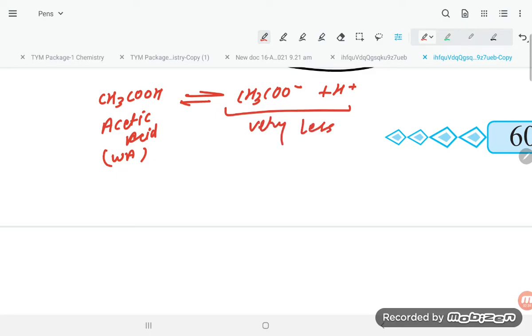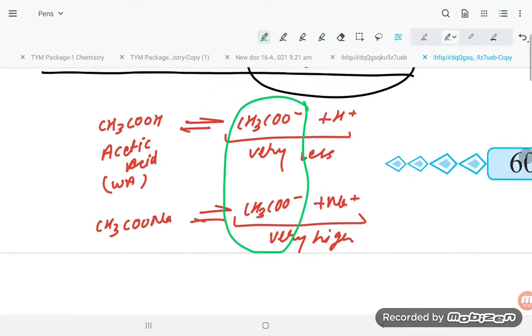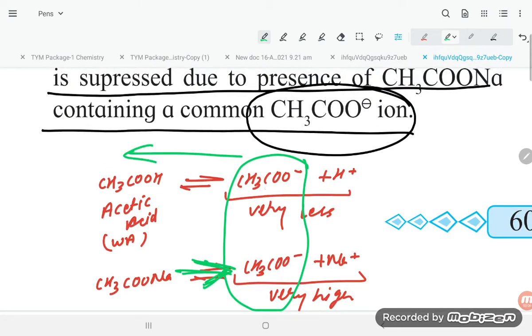Now you see in the same solution, sodium acetate is there, and it is going to ionize completely, giving CH3COO- plus Na+. So it is very high. Now on the product side, the common ion is there, so the concentration on the product side is high. So the sodium acetate dissociation cannot be reversed because it is completely dissociating, so the weak acid equilibrium is going to reverse. Its ionization is getting decreased because the equilibrium is shifting in the backward direction.